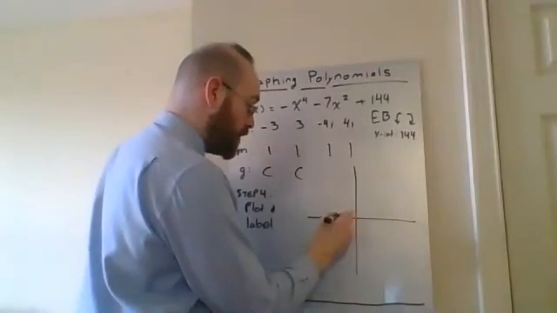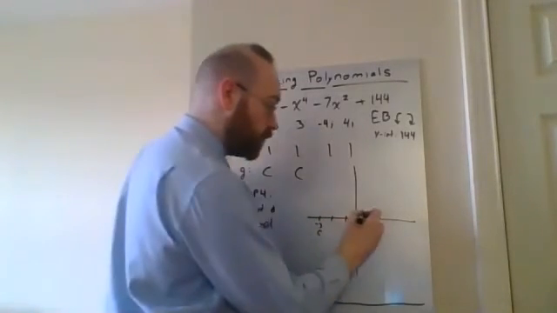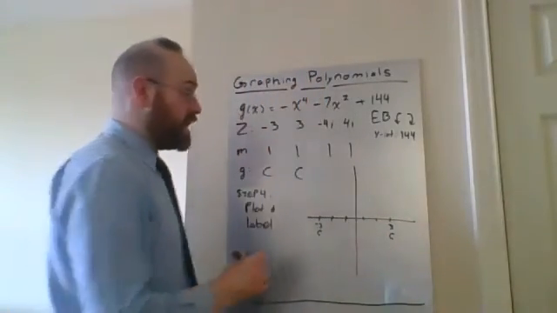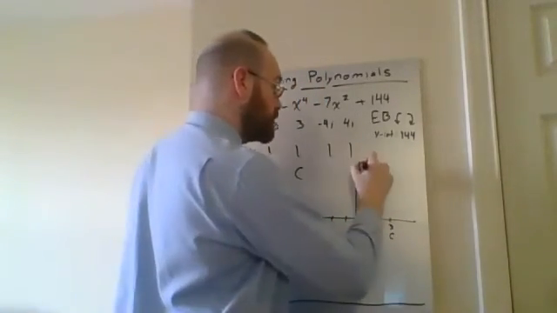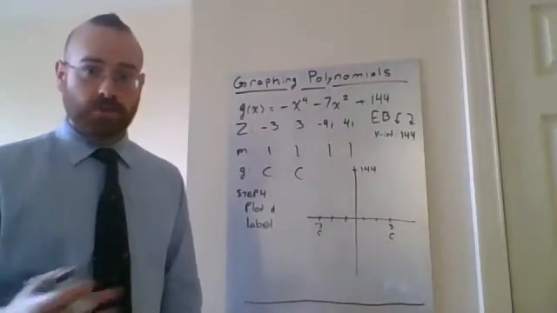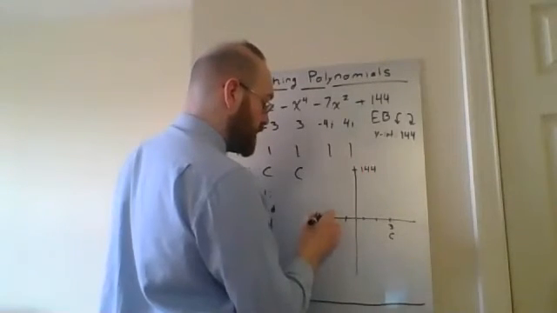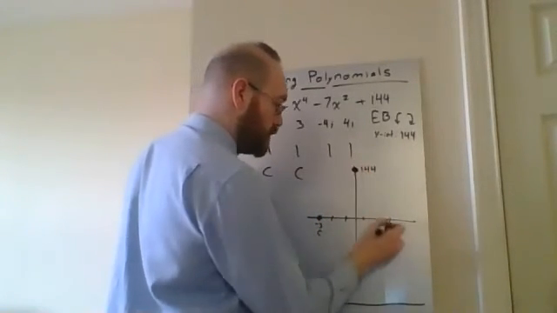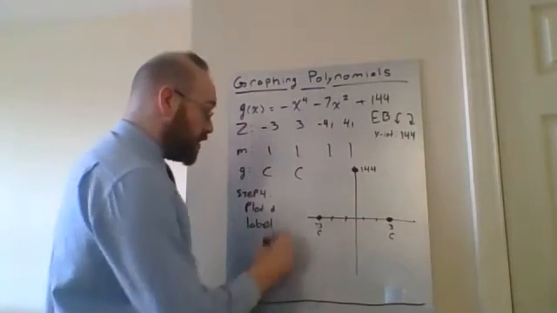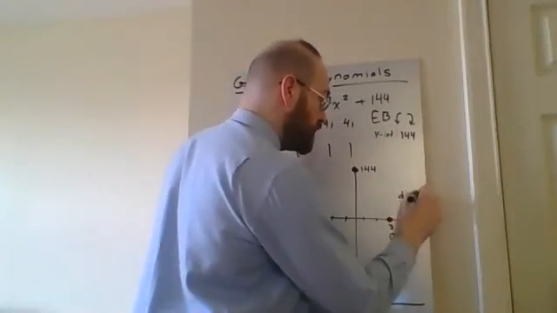So 1, 2, negative 3, and this is a cross. Then 1, 2, positive 3. This is also a cross. And then somewhere up here is 144, the y-intercept. Again, the scale on our x and y axes are not the same, and that's okay. So I'm plotting my zeros, plotting my y-intercept, plotting my other 0. And then we know that our end behavior is down on the left and down on the right.